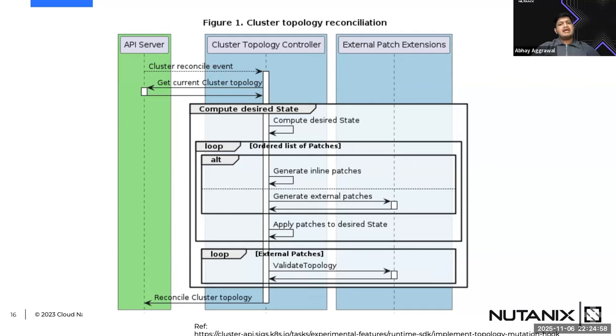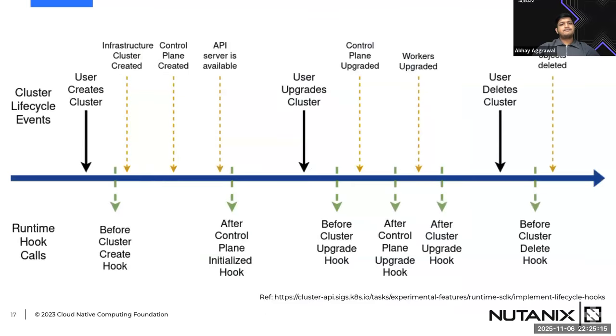Let's say a cluster administrator wants to add a new control plane node. The controller detects a change in the cluster spec, generates a patch to add the node, and reapplies until the actual cluster state includes the new node. This automation reduces manual intervention.